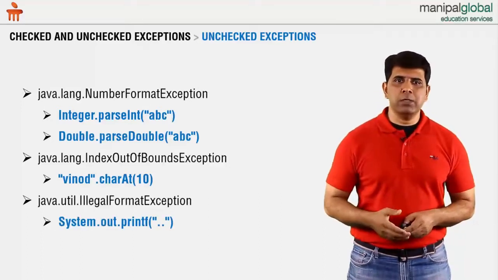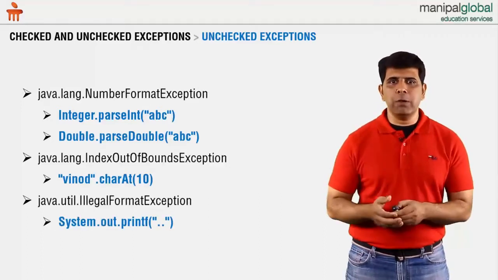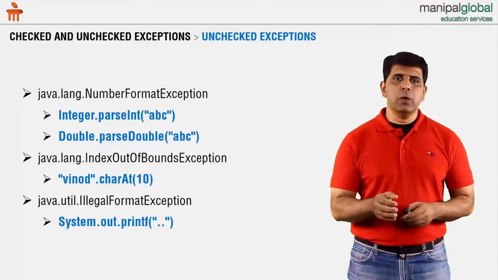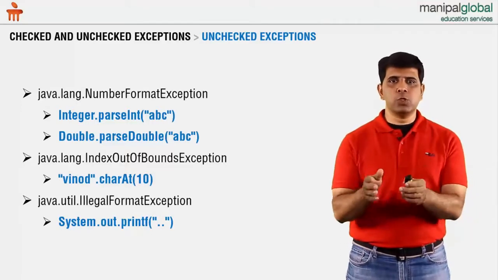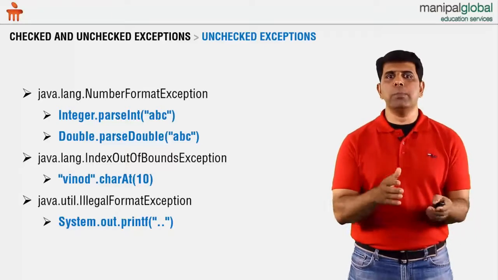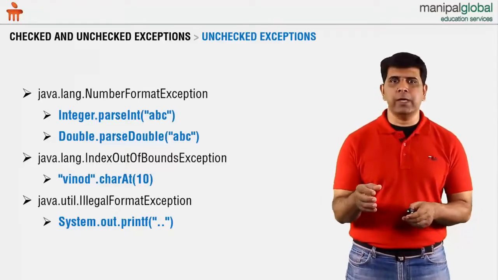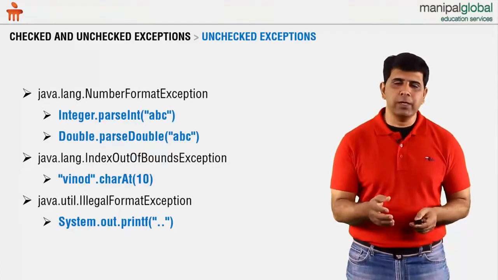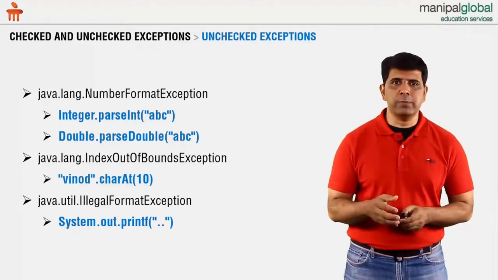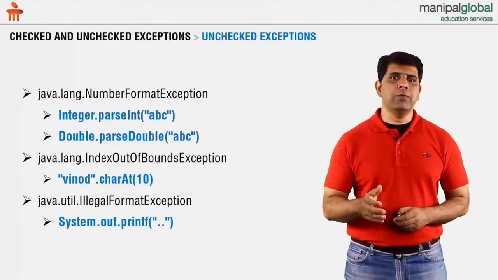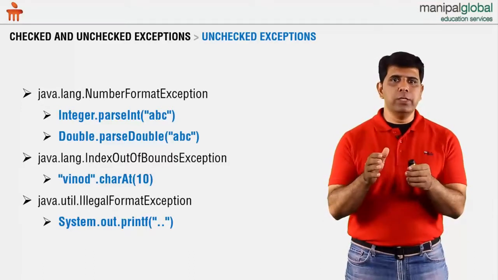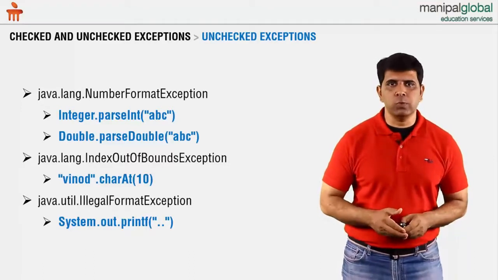IllegalFormatException, one more from the java.util package. This is thrown when you are trying to supply some string and print it using a printf function, and that does not have a format specifier, or has a wrong format specifier, or not enough values for the format specifier. You get this illegal format exception. So these are all unchecked exceptions too.